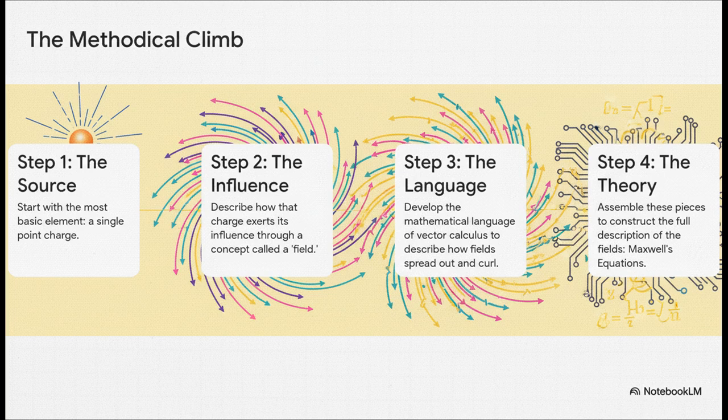That's it. From there, you figure out how to describe its influence on the space all around it, and that gives us the whole idea of a field. Then you have to invent the right mathematical language, vector calculus, to talk about how these fields spread out or curl around. And finally, after all that work, you assemble all those pieces together to build the full theory, which of course is Maxwell's equations.